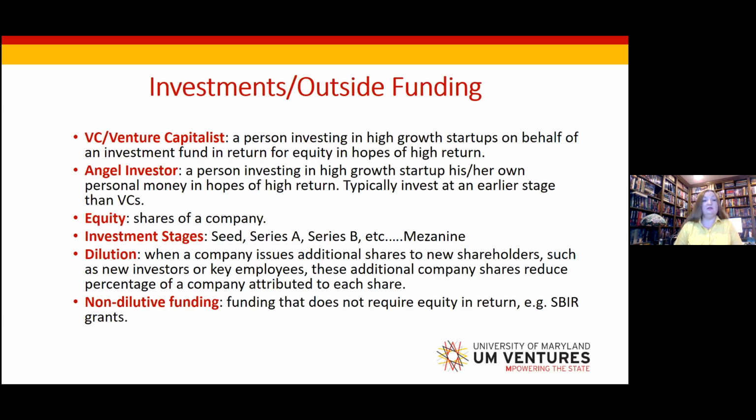Dilution: when a company issues additional shares to new shareholders, such as VCs, angel investors, or new key employees, these additional shares reduce the percentage of a company attributed to each share, which could be good, could not necessarily be good. And non-dilutive funding does not require equity in return. For example, SBIR grants. They're just grants, they go to the company and no equity is expected from the government. So there's dilutive and non-dilutive funding, and both have pros and cons.